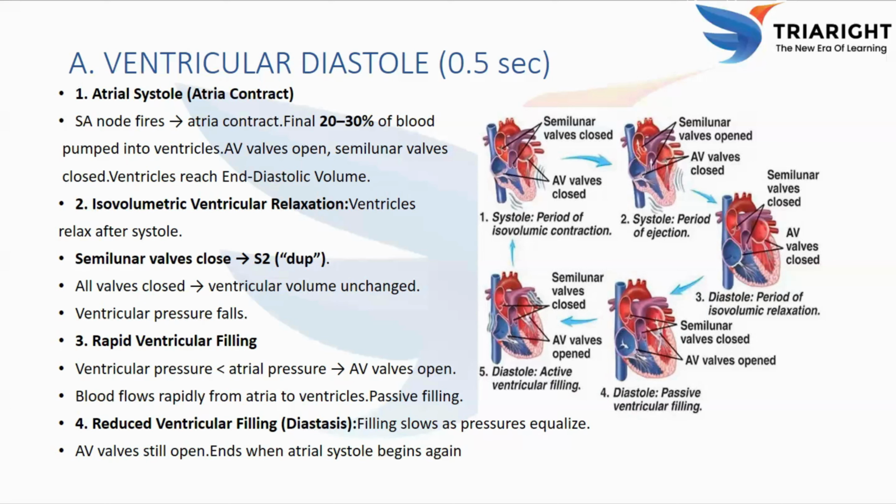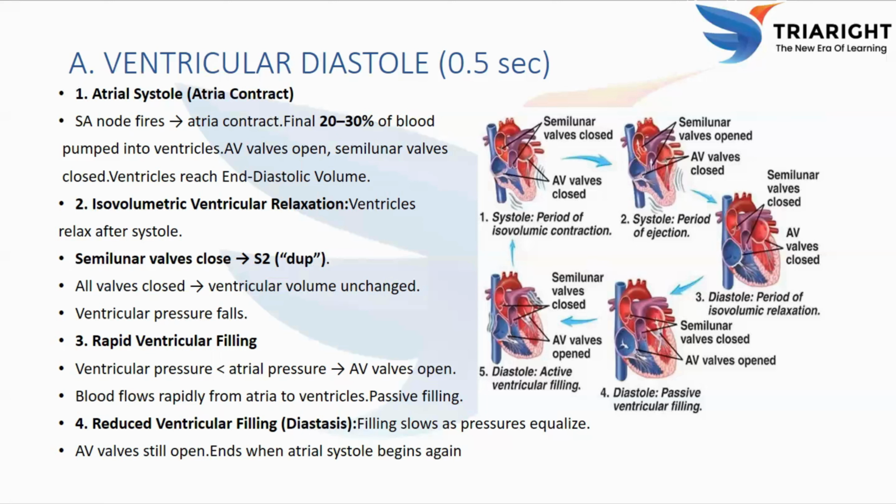Here the SA node, the sinoatrial node, also called the pacemaker, starts the heartbeat. The atria contract and push the last 20 to 30% of the blood into the ventricles. The AV valves, the tricuspid and mitral valves, are open, and the semilunar valves are closed. This completes the filling of the ventricles. They have now reached the end diastolic volume, the maximum of blood before the contraction. For example, the atria squeeze blood into the ventricles to top them up. And this is about the atrial systole.